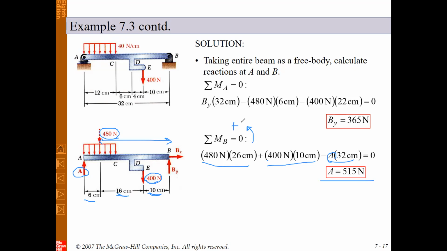But first, to simplify this beam, and in fact to decrease the calculations in our solution, it's better to remove this arm. I mean, this arm, which is DE, can be removed, and instead of this arm, we can substitute with a system of force and couple.